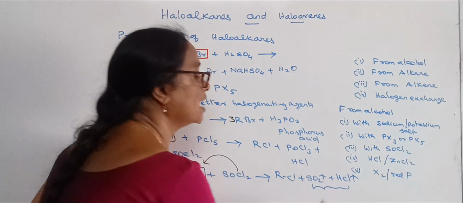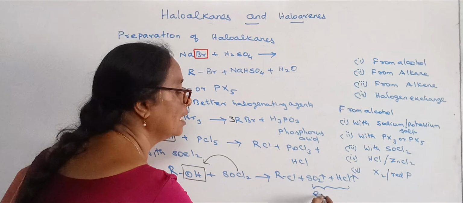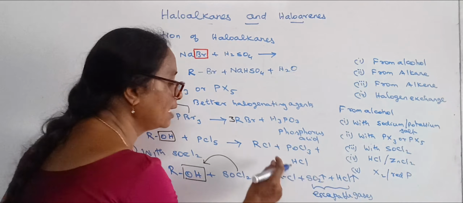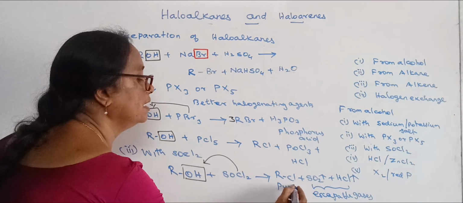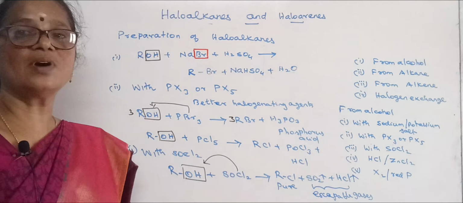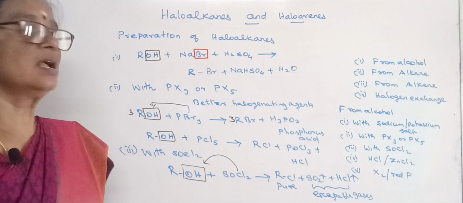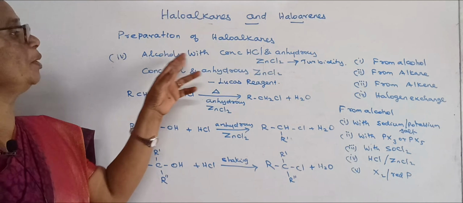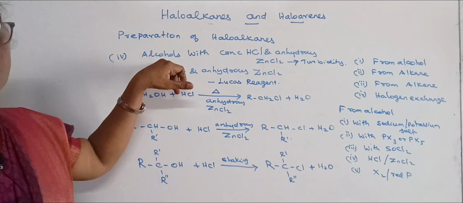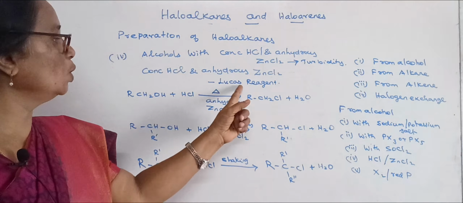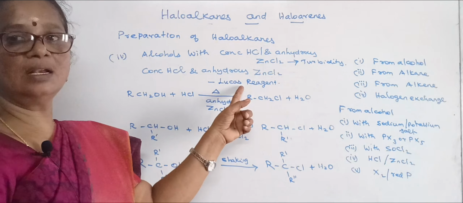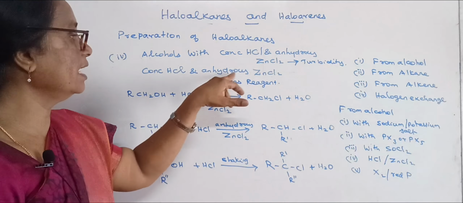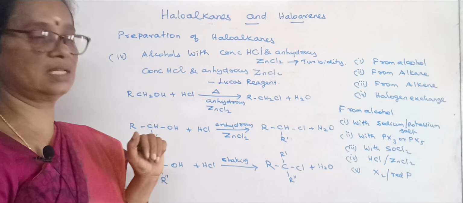So this sulfur dioxide and HCl are escapable gases. That's why the alkyl halide is produced in pure form. So pure alkyl halides can be prepared by using thionyl chloride. The next method of preparation of alkyl halides from alcohol is with Lucas reagent. What is called Lucas reagent? The mixture of concentrated HCl and anhydrous zinc chloride is known as Lucas reagent.